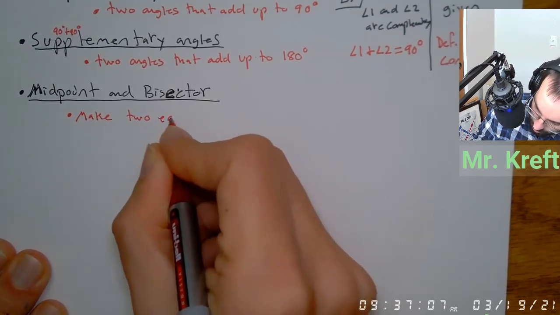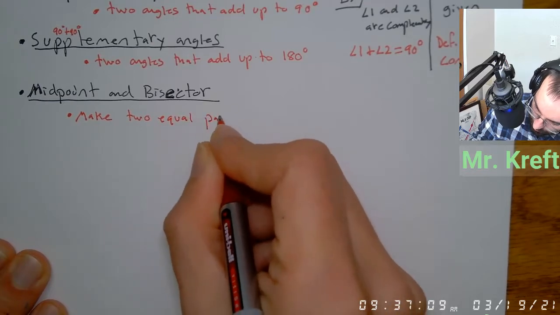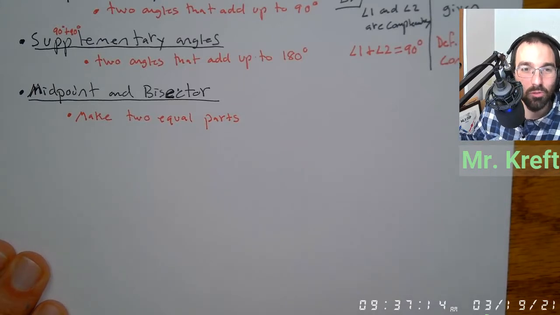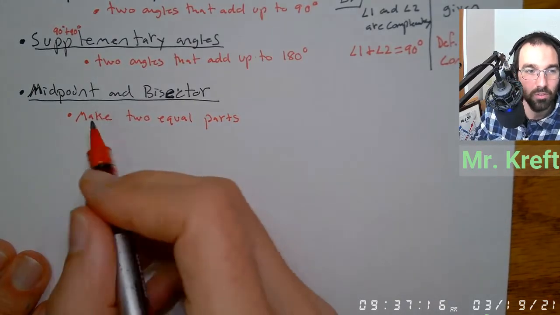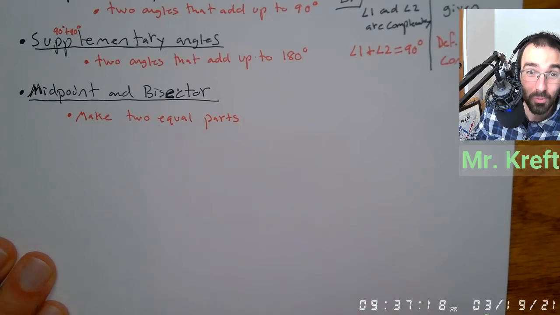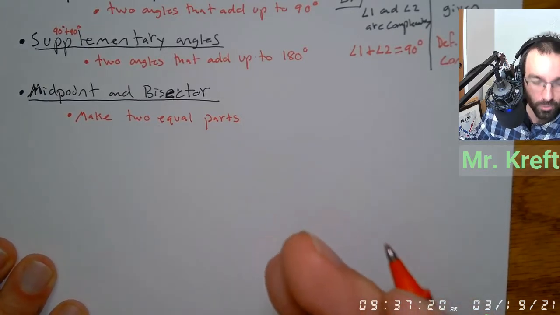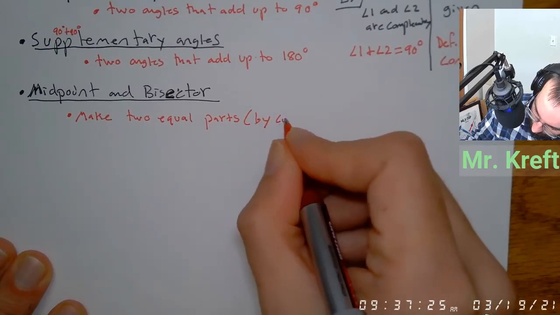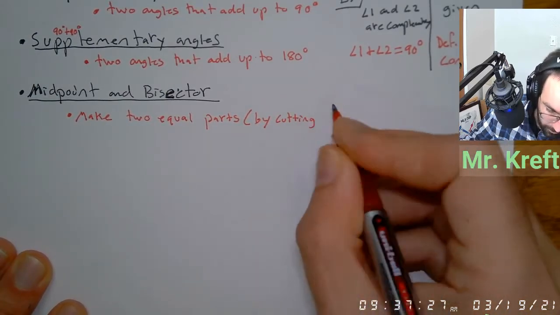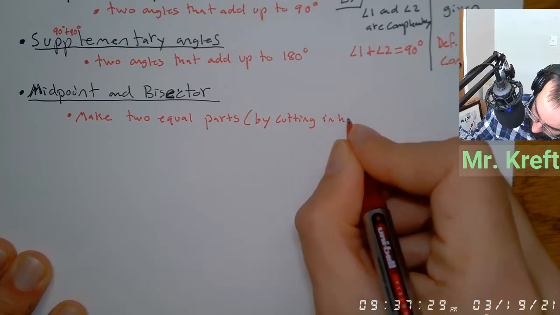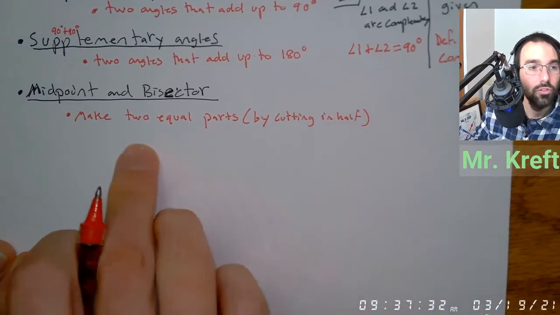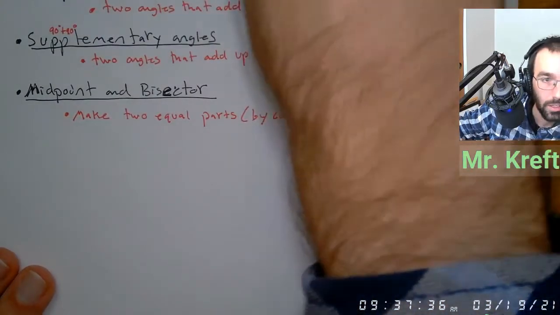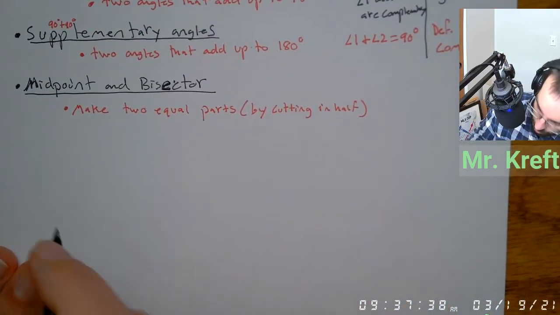two equal parts. Now, remember, the whole point we're doing this is we want to prove triangles congruent. That's what we're going to be doing this month. So being able to have two equal parts is really good, right? Because we need 6 parts, right? So this is really good. And it does this by cutting it in half. So we get 2 equal parts by cutting something in half. So I'm going to give 2 different examples of this.